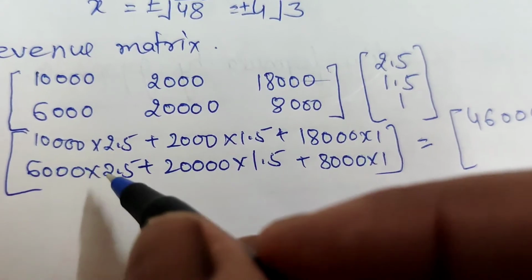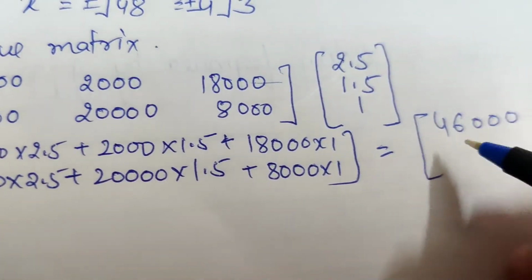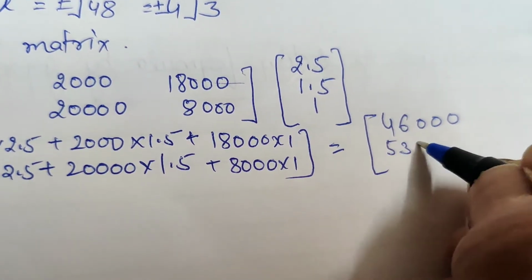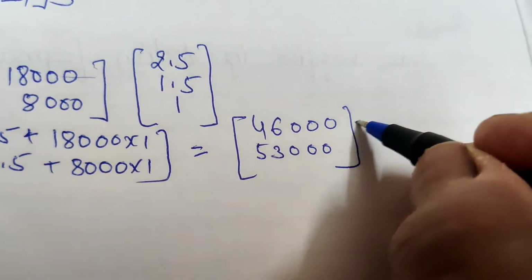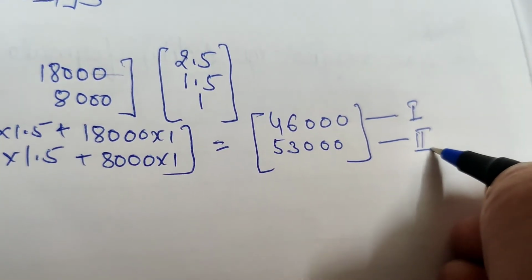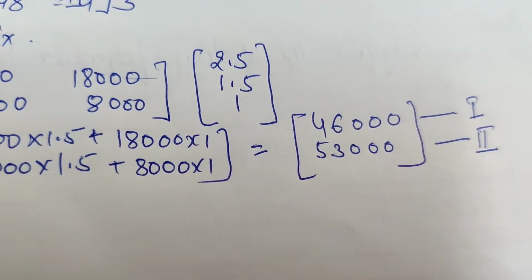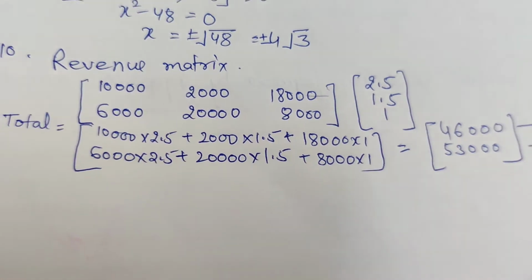And collect this. 15, 30, 45 and 8, 53. This is the total revenue. This is the 46,000 from the first market and 53,000 from the second market. The total revenue collected in the market. Okay, this is the first part.